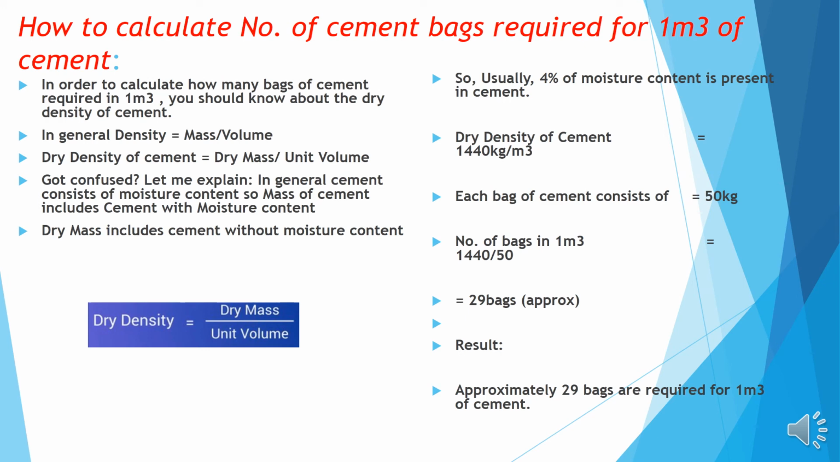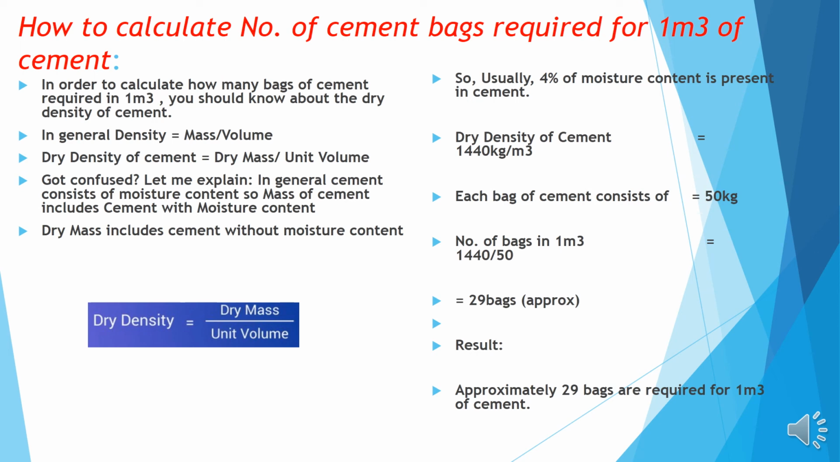How to calculate the cement bags required for 1 cubic meter. In order to calculate how many bags of cement are required for 1 cubic meter, you should know the dry density of the cement. In general, density is equal to mass divided by volume. Dry density of the cement is equal to dry mass per unit volume. Got confused? Let me clear it up. In general, cement contains some moisture content. So, the mass of the cement includes cement with moisture content.